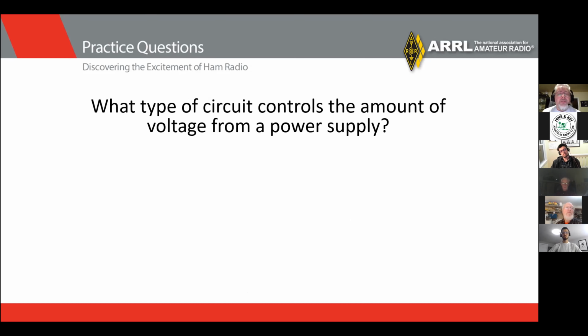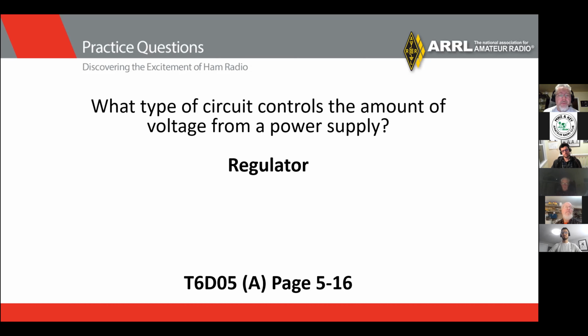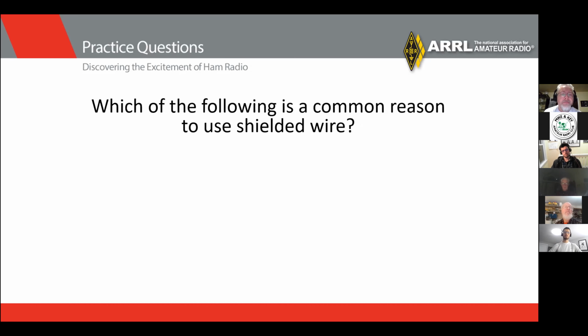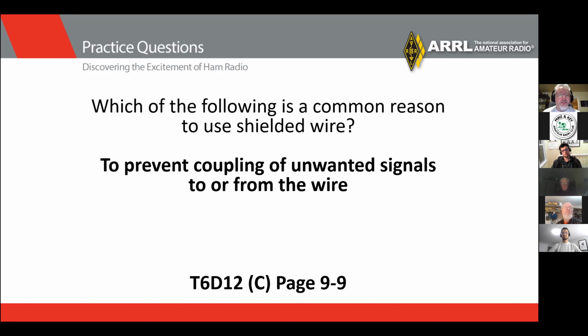What type of circuit controls the amount of voltage from a power supply? The word is regulator. Regulators, the answer. Which of the following is a common reason to use shielded wire? A shielded wire is used to prevent unwanted signals to or from the wire.